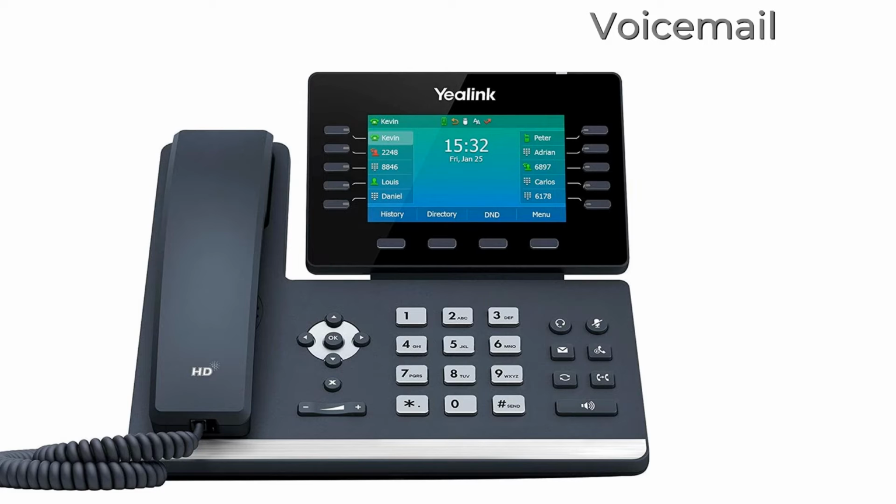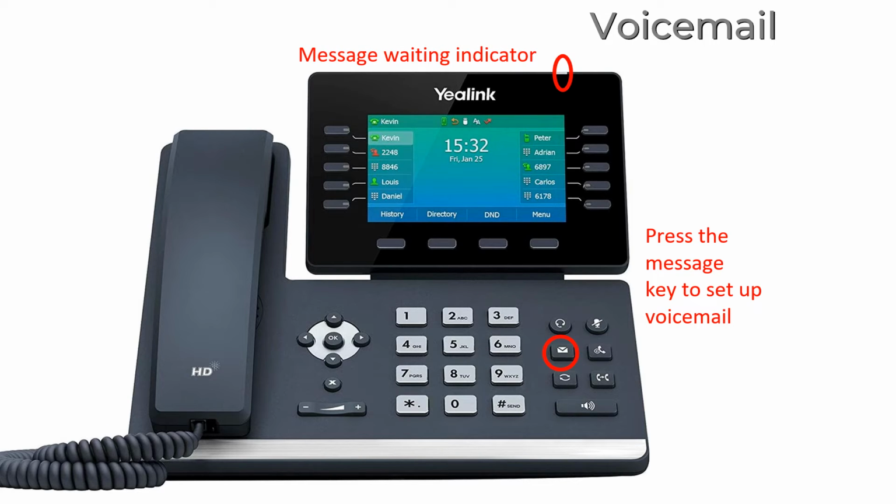To set up voicemail the first time, press the envelope hard key. The IVR system will walk you through the setup process, performing tasks such as setting a PIN, recording your name, and then providing options for customizing outgoing messages. The setup process only takes a few minutes. The message waiting indicator is a red light at the top of the phone. Its blinking will let you know you have new messages.